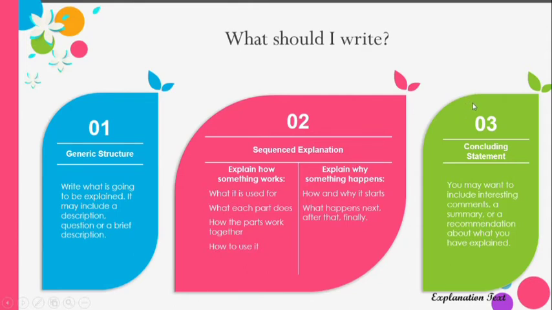And the last paragraph in explanation text is called the concluding statement. You may want to include interesting comments, a summary, or a recommendation about what you have explained. This is an optional paragraph, everyone, because if you want to close your explanation text by summing up your explanation, you can write it in the last paragraph, the concluding statement.